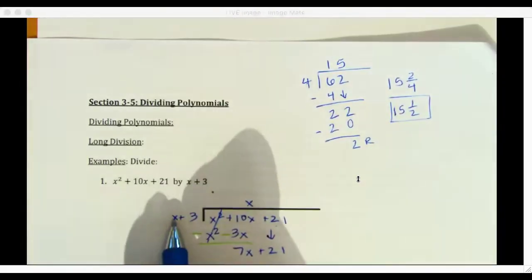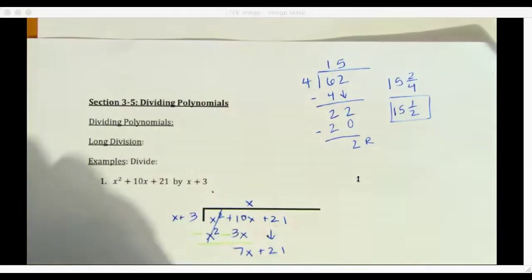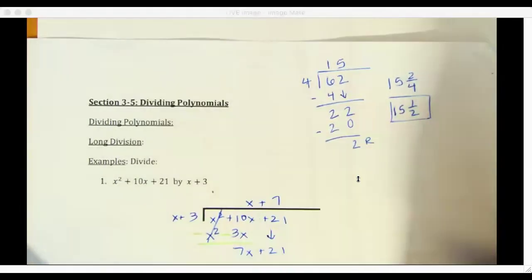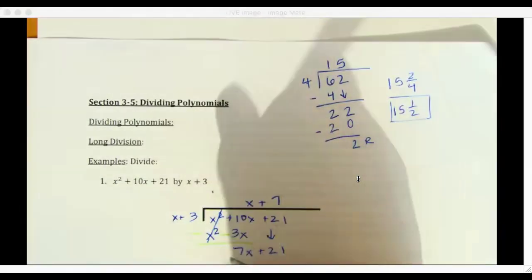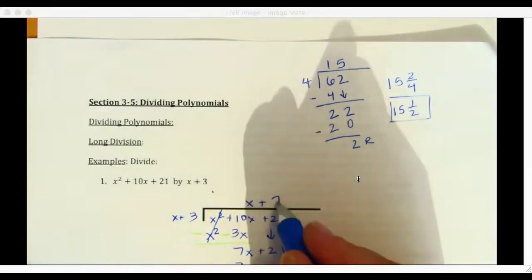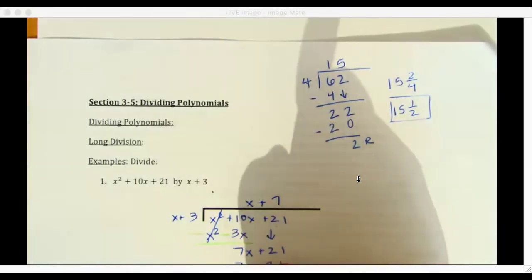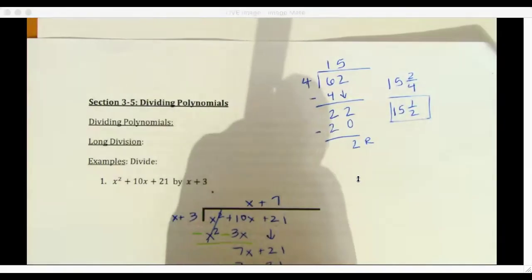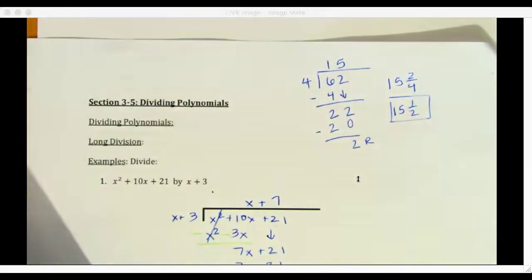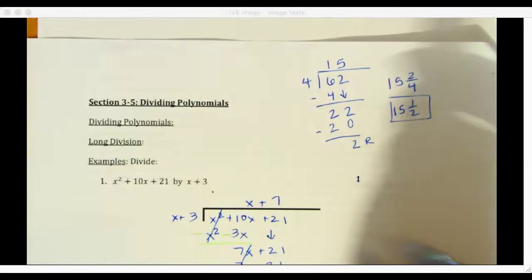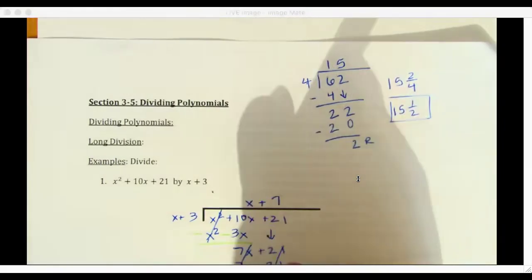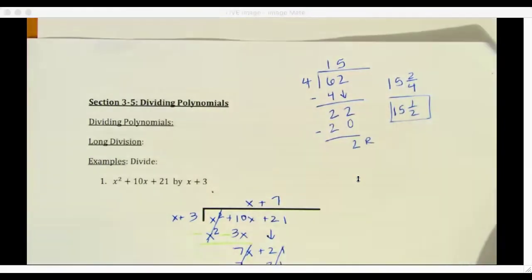So I'm asking myself, x times what gives me 7x? That would be 7. 7 times x is 7x. 7 times 3 is 21. But again, we are subtracting, so those cancel out, and it happens to be that these also cancel out, and I don't have a remainder.